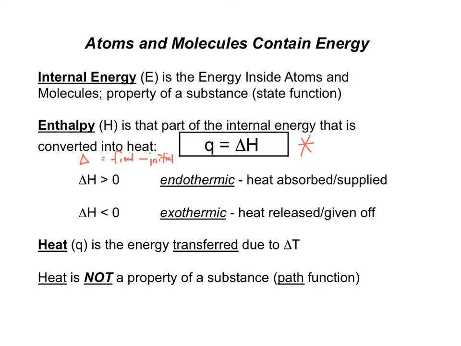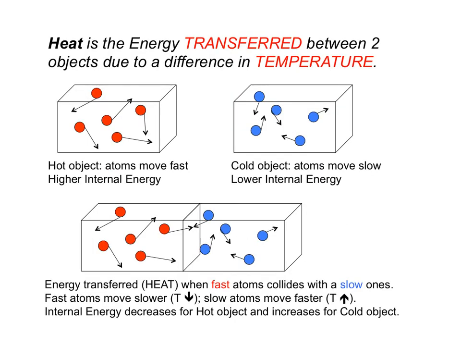Stop the video and explain to yourself delta H less than 0. And the answer is an object has less enthalpy than before. In this exothermic process, an object releases or gives off heat. We know heat is the energy transferred between two objects due to a difference in temperature. We know temperature is the average kinetic energy of a substance. It tells us how fast or slow the atoms and substances are moving.